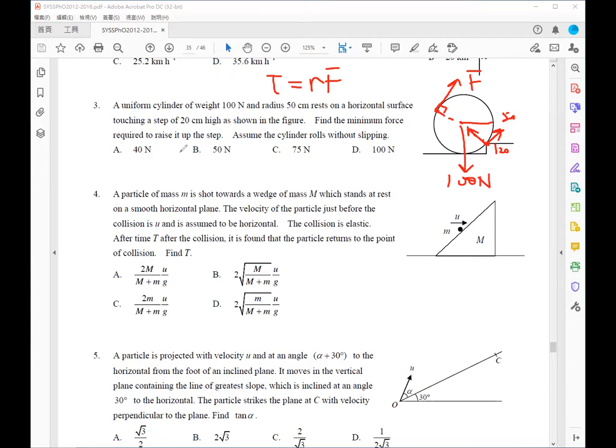Therefore, you just need to use F times the diameter, which is 100. Then that equals the weight multiplied by the perpendicular distance here. And of course, you need to find this one. This one is 50, and then the height is 30, then this will be 40, just using Pythagoras' theorem. Okay, then you get the answer that it should be A, 40 Newton.